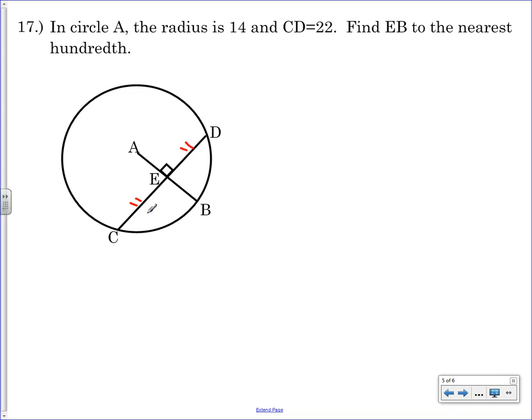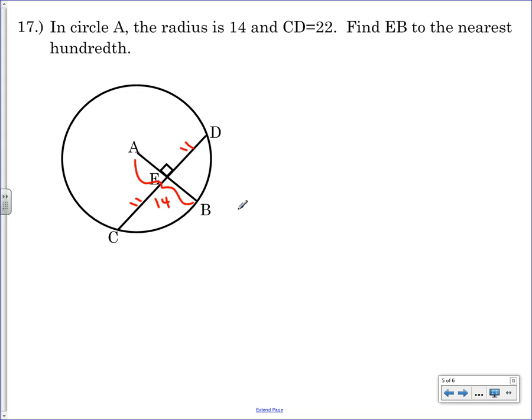Is that okay? I know that the radius, for example, AB is 14. But if I put this whole thing as 14, right now that doesn't really help me that much. It's true, but it doesn't help me that much. It's not like EB is 7. It doesn't work that way. Do you guys get that? Okay, so I'm going to have to find it some other way.